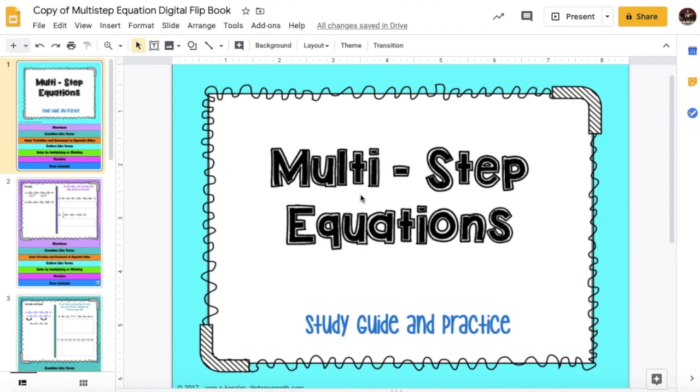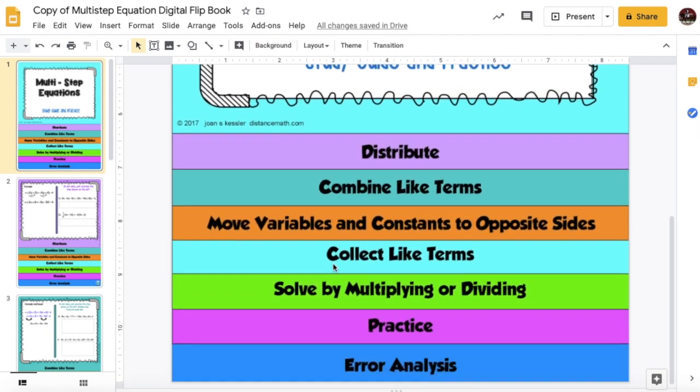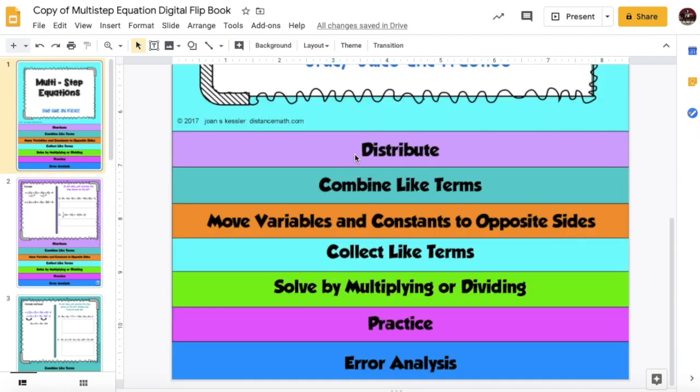What we have here is the Multistep Equations Study Guide and Practice. So it's a digital flip book. There are pages or slides with each of these topics, which are the steps for combining like terms, and it contains some practice problems and error analysis where you have to spot mistakes. So we're going to go through each of these steps and do a little practice together.